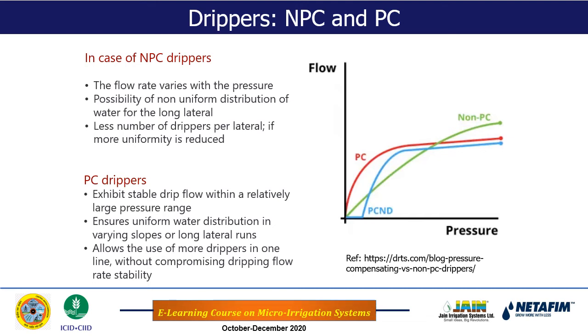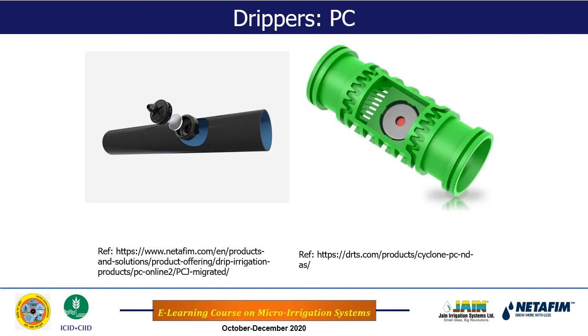Okay, next. So this is how the PC dripper will look. I have shown two kinds of PC dripper: one is the online PC dripper and another is the inline PC dripper. In both the drippers you see there is a diaphragm. If pressure changes, this diaphragm will also move in such a way that if the pressure increases, the opening of the emitter will reduce. So that by the continuity equation you will get the same discharge.